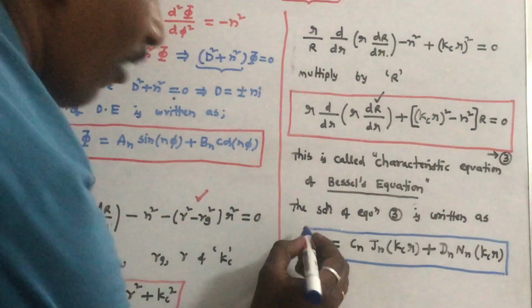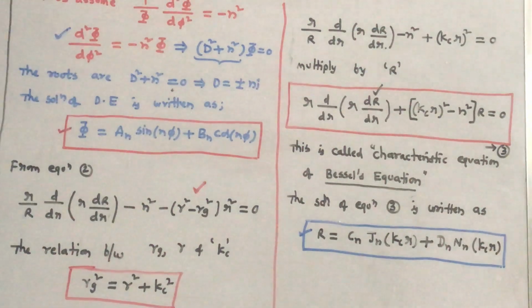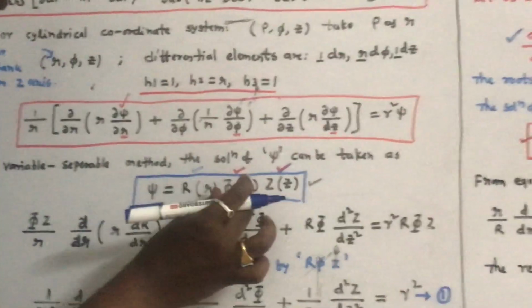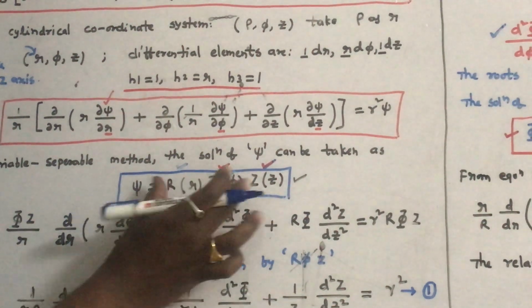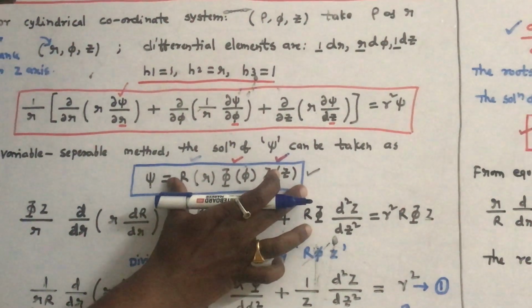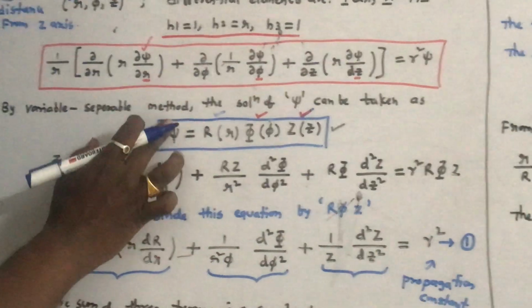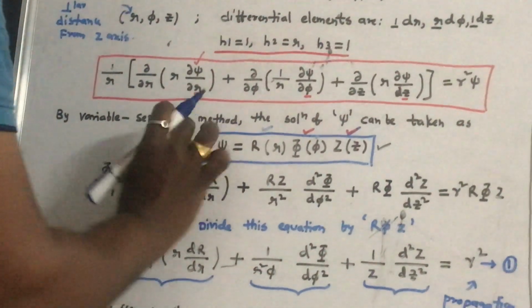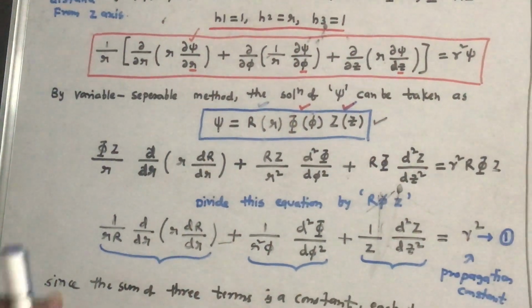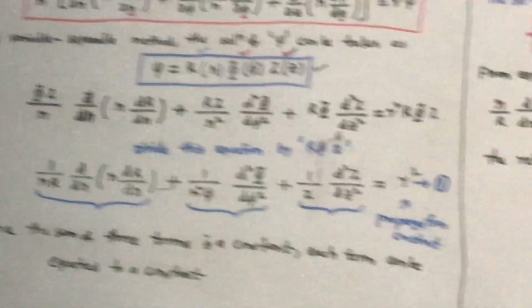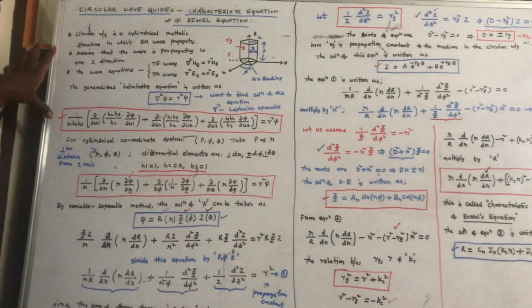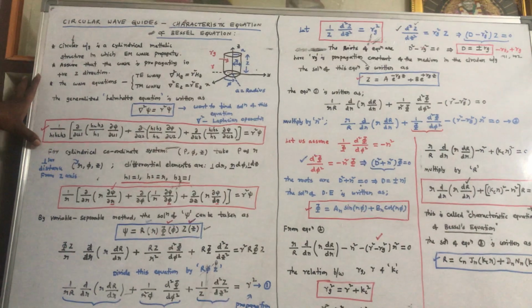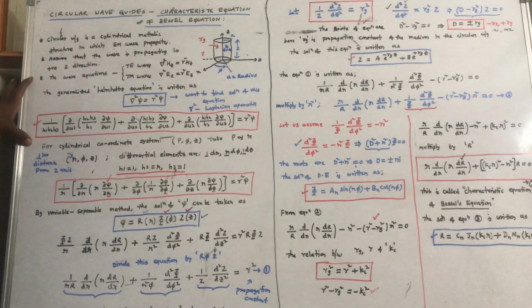So therefore we have got R of r also. We can substitute R in this equation. So we have the Z of z solution, Phi of phi solution, and R of r solution. If you multiply these three, you get the solution for psi. So this is the generalized solution. This is what you have to write, the characteristic equation of Bessel's function. Very important question in the examination. Thank you.